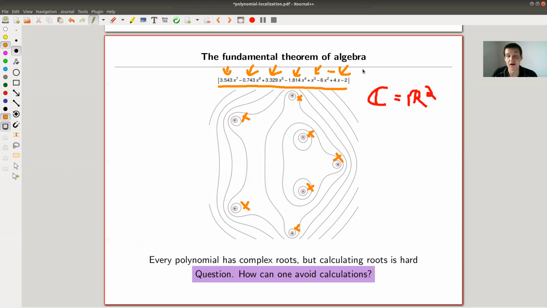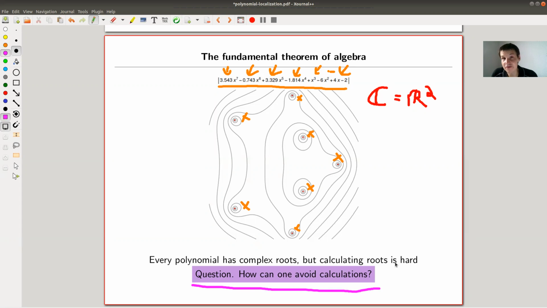You start with a very easy polynomial where you know where the roots are, and then you vary that polynomial a little bit by varying the coefficients, and you might end up with a certain region where the roots could lie. I will show you a lot of examples of such regions or formulas where you can locate polynomial roots. That's the question I would like to address: how can we avoid those calculations, because we just can't do them in general?